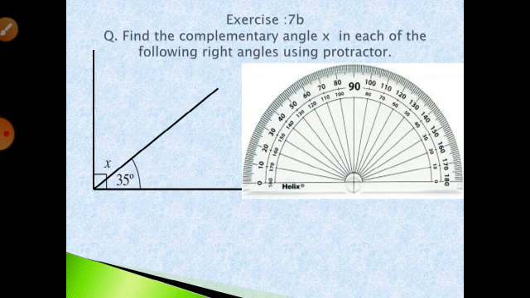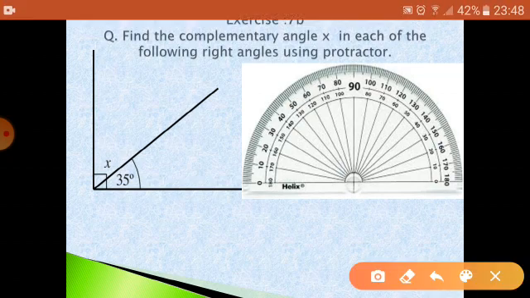Look at this question. Here 35 degrees is given. One angle is given, 35, and the other one is x. This x means we are supposed to calculate the value of x. That is our target, to calculate by using a protractor.